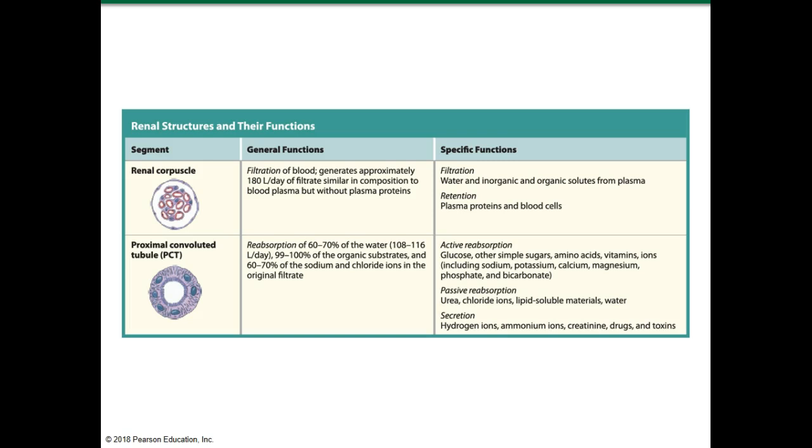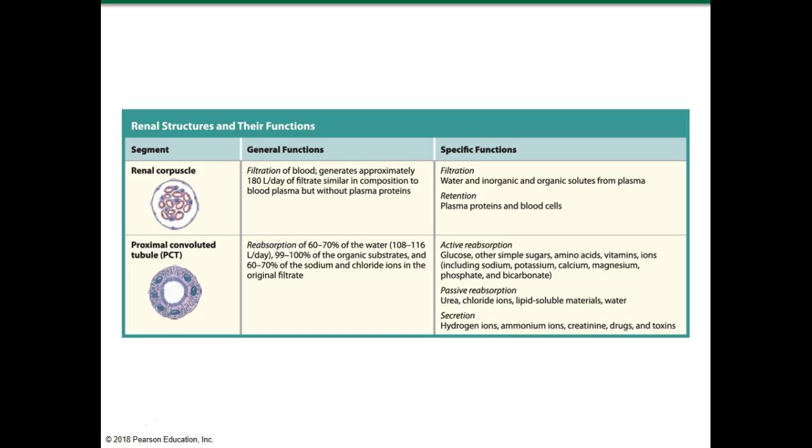Okay, so this chart goes over more specifics of some of that. At the renal corpuscle, that is where you have filtration of the blood. You get about 180 liters per day of the filtrate. That's kind of similar to blood plasma, but it doesn't have plasma proteins in it, because those do not get through. The specific functions, water and inorganic and organic solutes from plasma are basically filtered. We retain plasma proteins in blood cells.